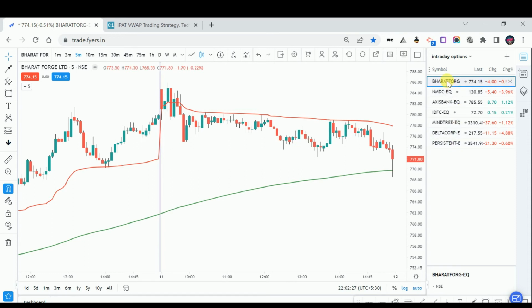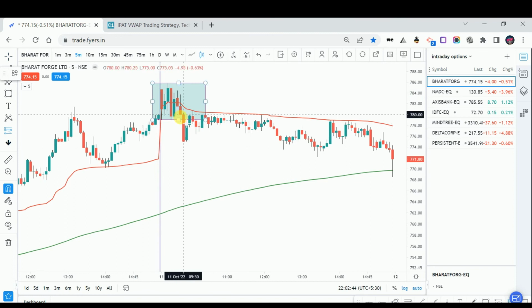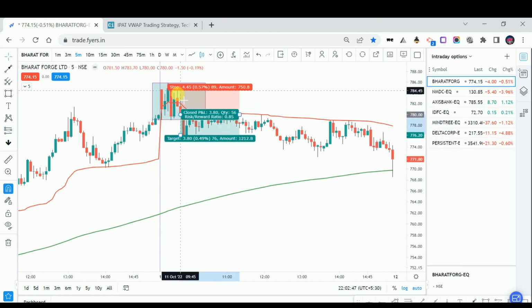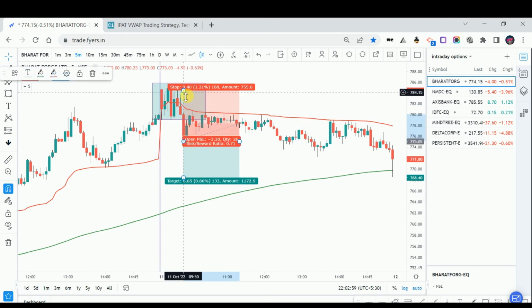So first one is Bharat Forge. Now you can see this stock has formed an initial range and then gave a breakdown. So you could have entered at the retest of this breakdown, and you could have put your stop loss at the breakdown candle, and you could have trailed your trade, or you could have entered at the low of this breakdown candle and put the stop loss at the high of the candle which has given a breakout of VWAP.